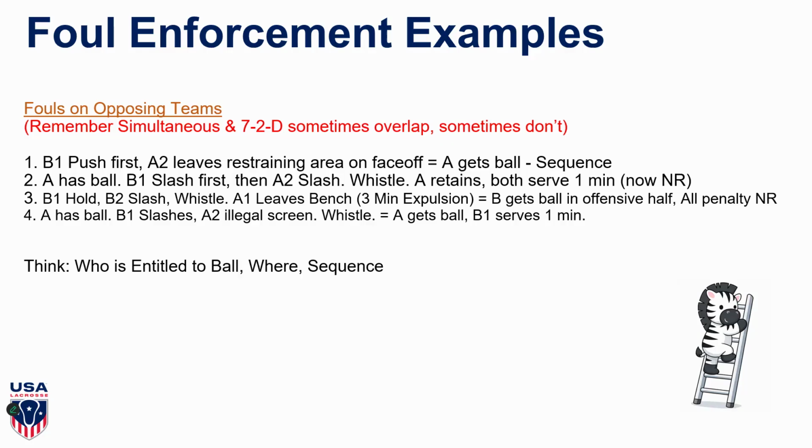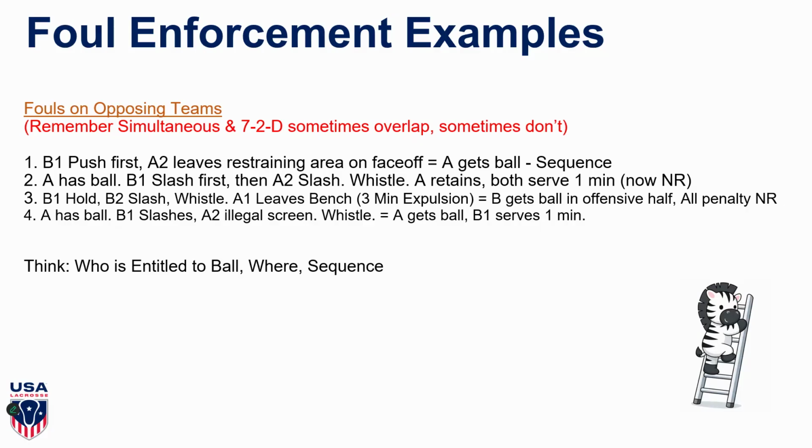Now 7-2D, from the time of the first foul, which was the B1 hold, until the whistle restarting play, which hasn't occurred yet, you take the greatest common penalty time. The way you do that is you look at the penalty time of each player and compare the greatest penalty time on B with the greatest penalty time on A. Greatest penalty time on B is the slash for 1 minute. The greatest penalty time on A is the 3-minute. The greatest common between the 1 and the 3 is 1 minute.